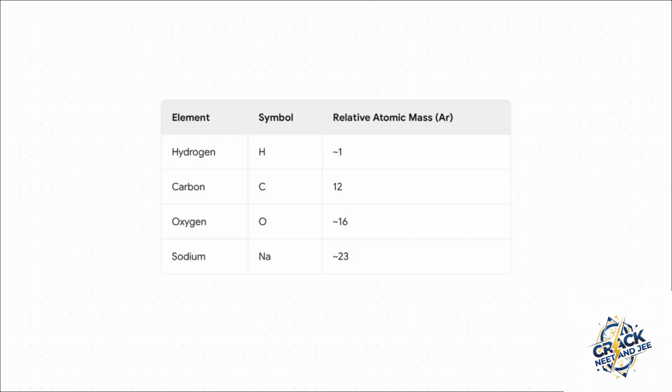And this is what it looks like when you put it all together. Hydrogen has a relative atomic mass of about 1, which means it's about as heavy as that 1/12 slice of our carbon-12 apple. Carbon, of course, is our standard, so it's 12. Oxygen is about 16 times heavier than that slice, and sodium is about 23 times heavier. It's a really elegant system for working with these impossibly tiny particles.